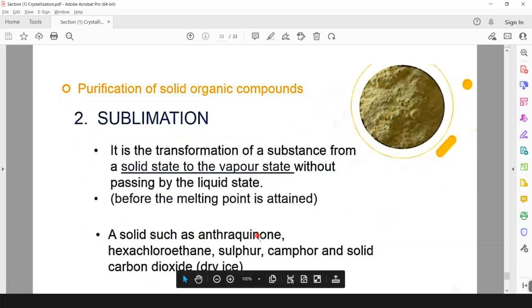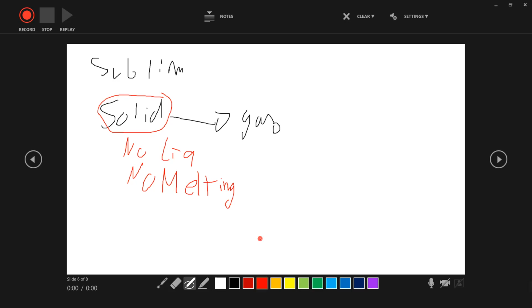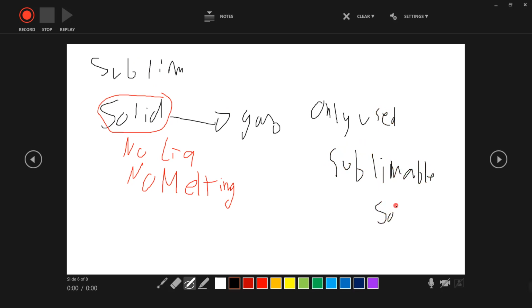We can say that sublimation can be only used for sublimable solid. Not all solids have these properties. Not all solids have the property of converting them into gas directly. So you can study this: only used for sublimable solid. Any sublimable solid we can perform sublimation to purify it. But you should not memorize the examples. Very good. This is the first type and we finished it.